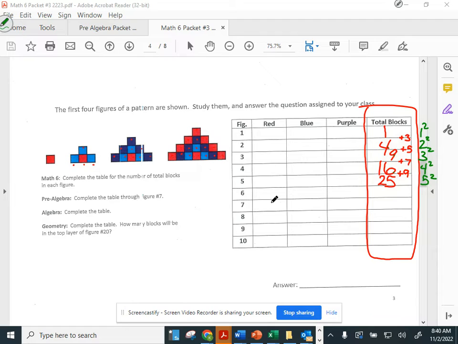So you can follow either pattern. One would be adding the next odd number to the previous number to get your next total, or you can follow those perfect squares all the way down. So all you have to do on this page is complete that total blocks column.